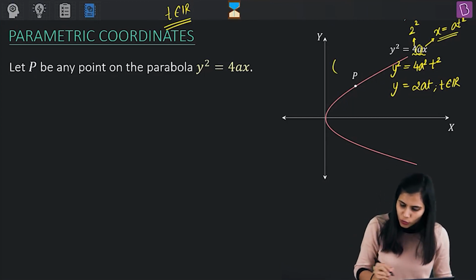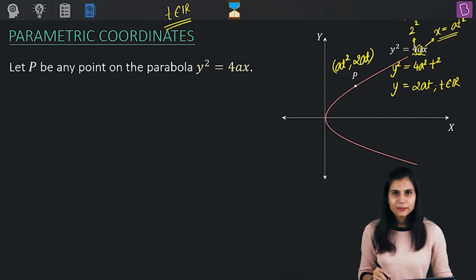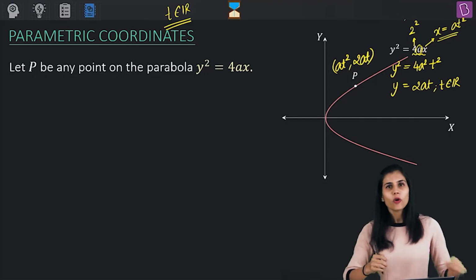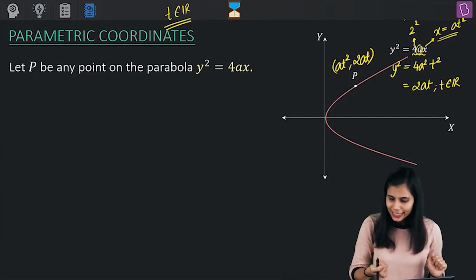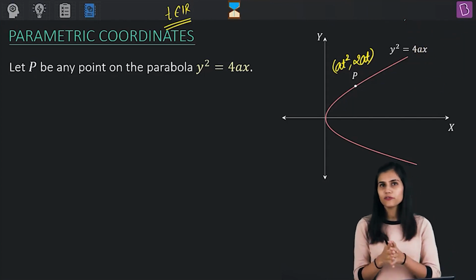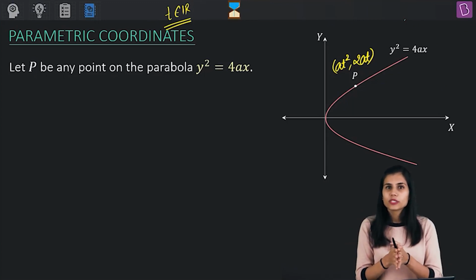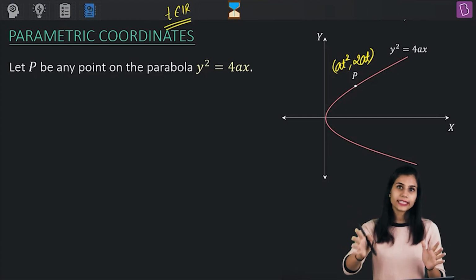Okay, bingo, what do I get? At square comma 2at to be the pretty looking parametric coordinates of point P sitting on the parabola y square equals 4ax. So you understood the strategy, how I obtained the parametric coordinates of this point sitting on this parabola, right? Now, the mind-boggling observation from here is that any point sitting on the parabola y square equals 4ax will definitely look like at square comma 2at for some real number t.